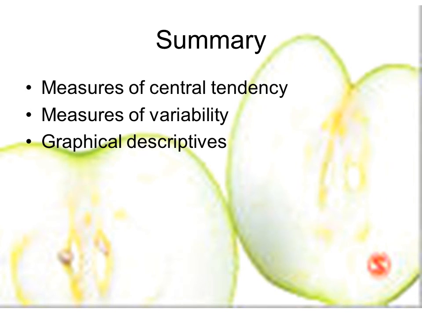So just a summary of what we looked at in Chapter 3. We identified the measures of central tendency, the measures of variability, and how we're going to describe our data in a graphical form.